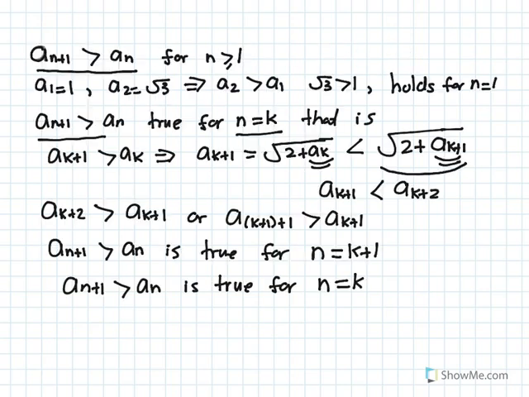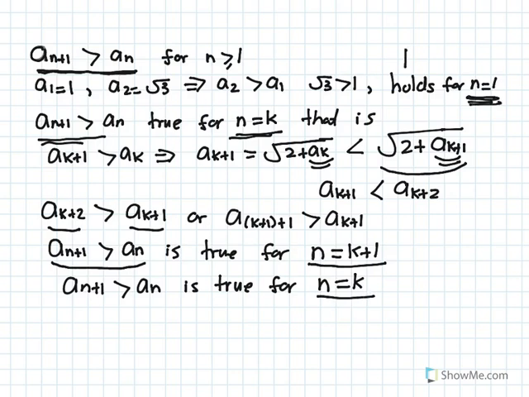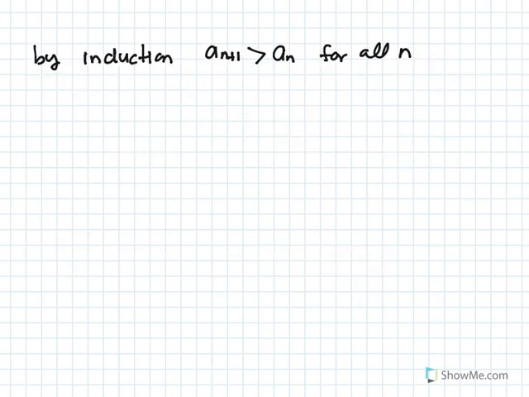Now let's review the process. First, you find that this is true for n equals 1. So for n equals 1, a_{n+1} is larger than a_n. Then we assume that this result is true for n equals k, and we prove that it holds for the next one, for n equals k plus 1. We prove that a_{k+2} is larger than a_{k+1}. That means this result is true for n equals k plus 1. By assumption, it's true for n equals k, and in the beginning, we proved that it holds for n equals 1. So by mathematical induction, a_{n+1} is larger than a_n for all n. So we have proven the first half of the question.